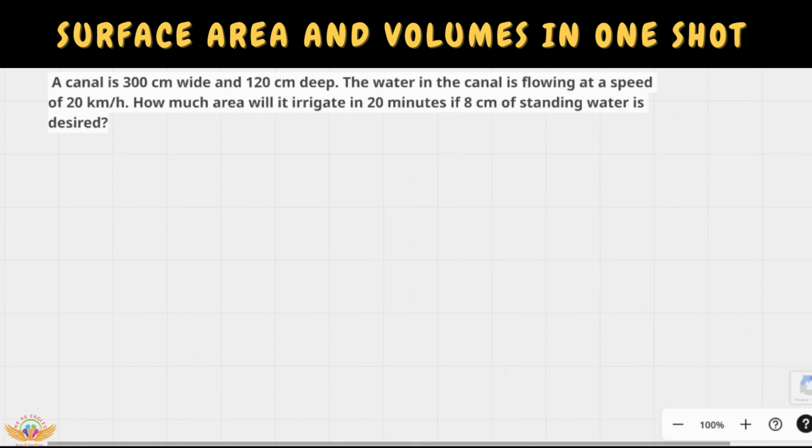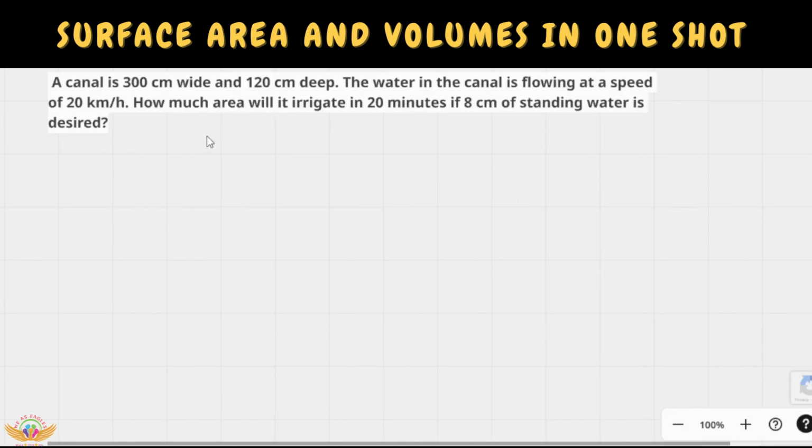So here is a question. It's been written that a canal is 300 centimeters wide and 120 centimeters deep. The water in the canal is flowing at a speed of 20 km per hour. How much area will it irrigate in 20 minutes if 8 centimeters of standing water is desired? First, write down the given. So they told that the volume of water that flows in the canal in 1 hour.